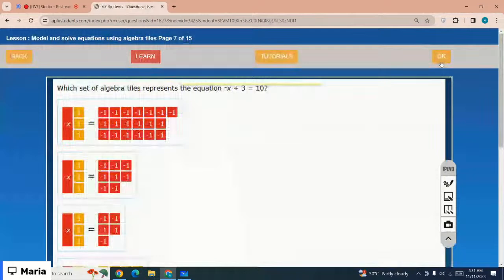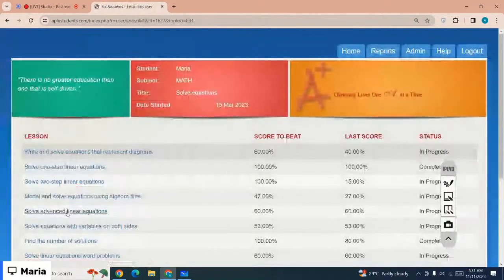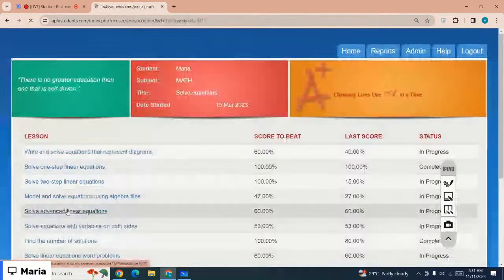Okay, you can complete the lesson by yourself later today. Let me just do the next lesson. The next lesson is solve advanced linear equations.